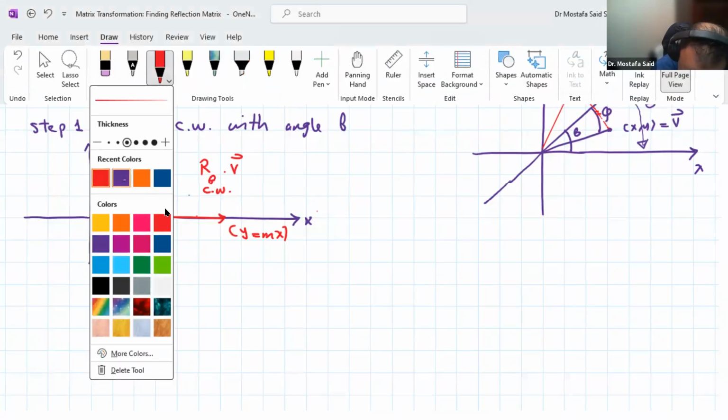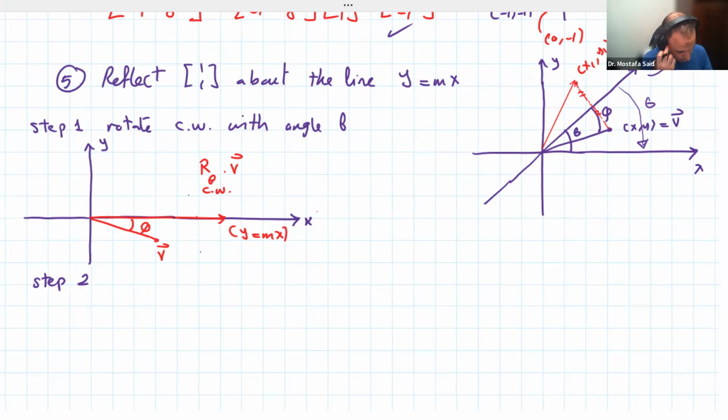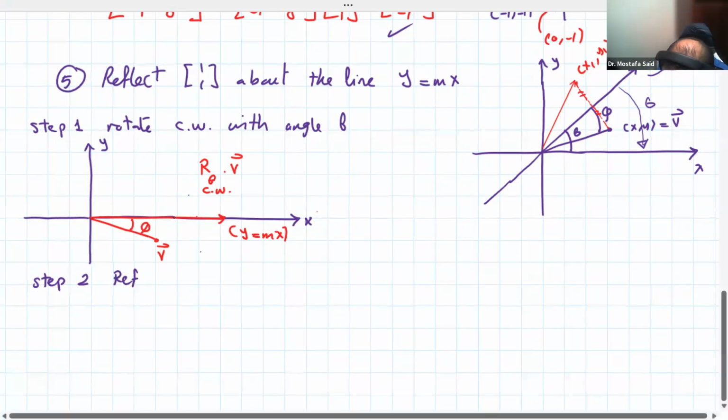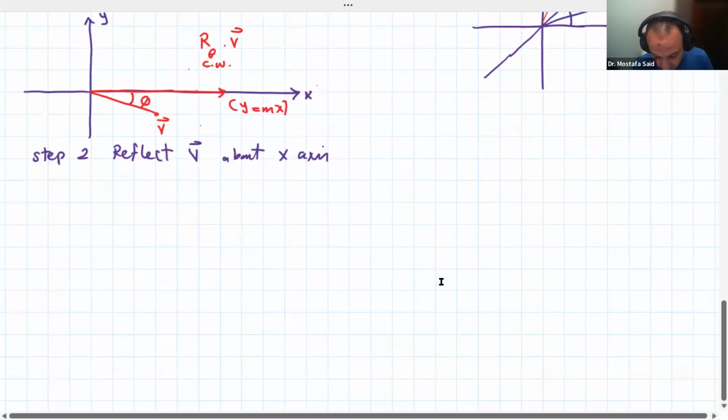Second step, step 2. Let's go back to our normal color. In step 2, what we're gonna do is as follows. We're gonna reflect around the x-axis. We're gonna reflect the vector v, x y, about the x-axis. Remember, the x-axis now coincides with y equal to mx. Okay. So let's see the result if we do that.